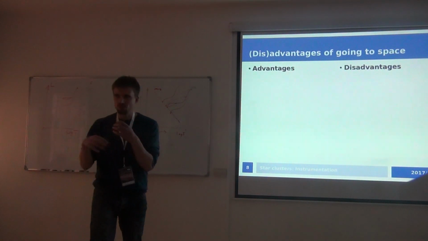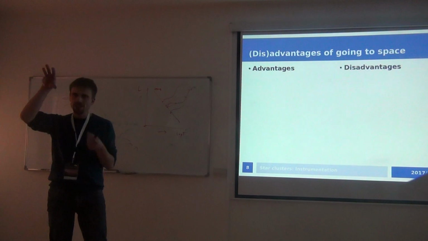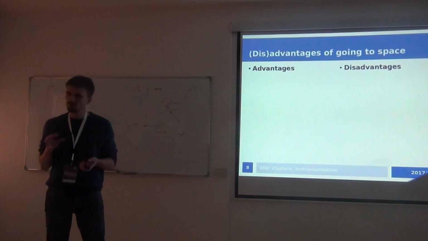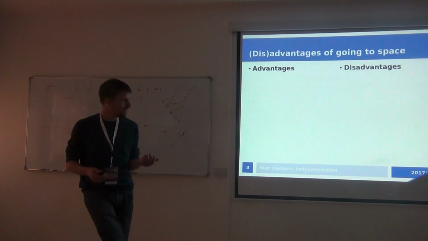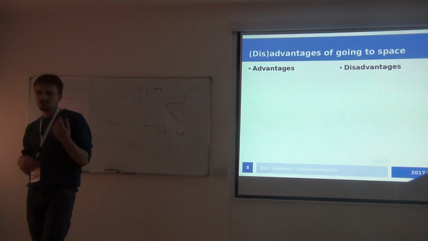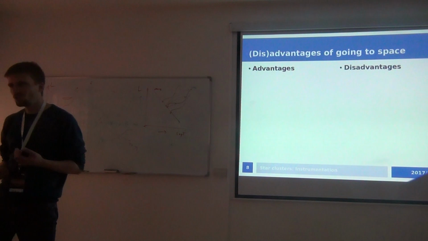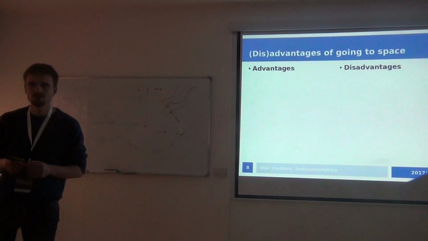Now I have one type of observatory that's in space, Hubble, and one type of observatory that's on the ground, the VLT. Does anybody have an idea what the advantages and disadvantages of those types of telescopes are?